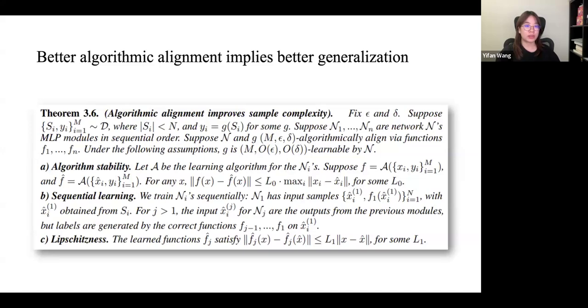Then we have the main results in this paper. This theorem provides a formal explanation of why algorithm alignment is crucial for reducing the sample complexity in neural networks. Additionally, it highlights how neural networks that align well with the reasoning function of a task can be learned more efficiently. Let's look into this theorem. We are given a dataset, and the network N consists of n small sequential modules, and it should be algorithmically aligned with G via some functions F1 to Fn.